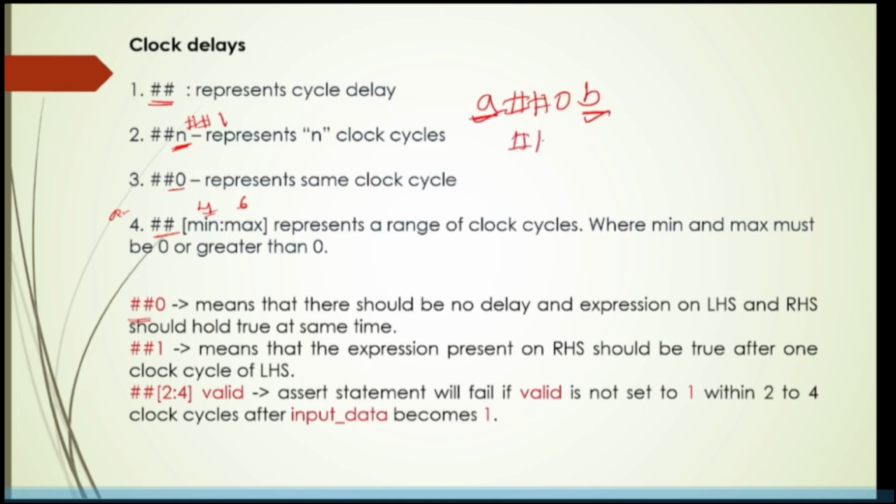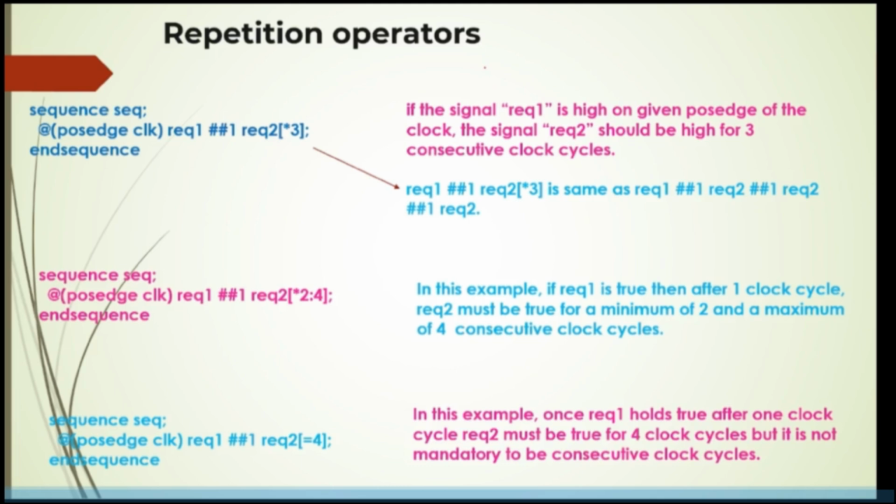Okay, that means both should be true at the same time. If it is ## 1, that means after a particular expression on the LHS is completed, then the RHS thing should take place. Clear? Now 2 to 4 means within the range. That means after the first thing is checked, then within 2 to 4 clock cycles, the second input should be high. Clear? Yes. So in this way, if you want the same thing to happen for 4 or 5 clock cycles, then how can you do it?